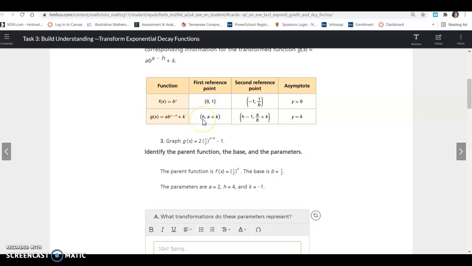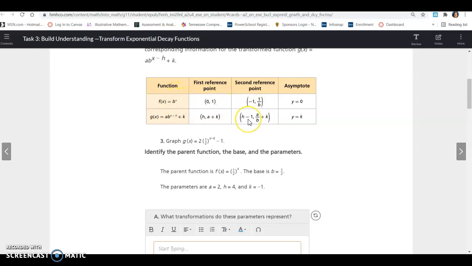So your x is going to move to h. And then your vertical movement is going to be changed by a and k. So you're going to do a plus k to get your new reference point here. All right, your second reference point for your parent exponential decay function is going to be -1 and then 1 over b. So 1 over whatever your b is.